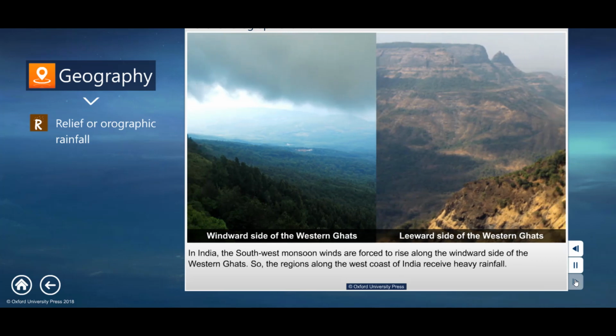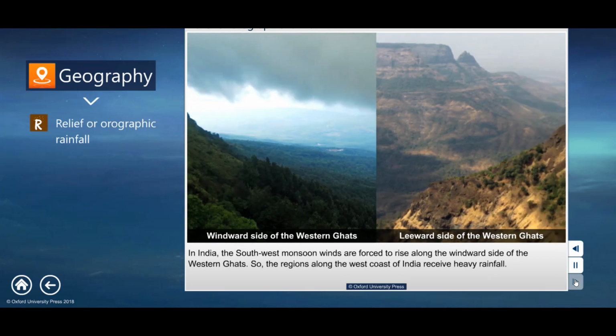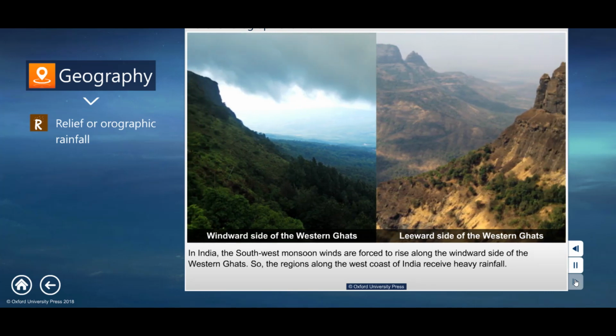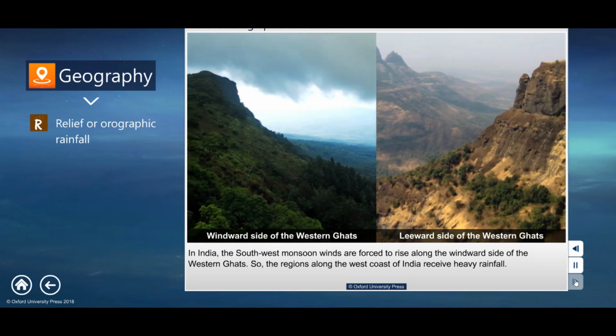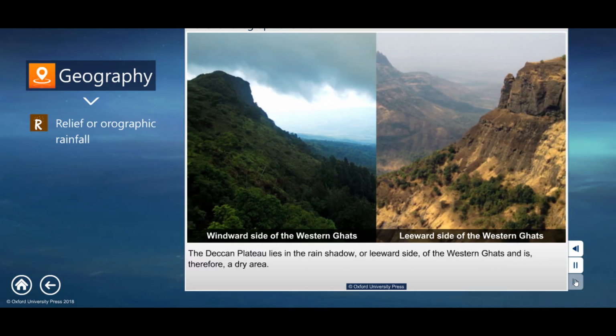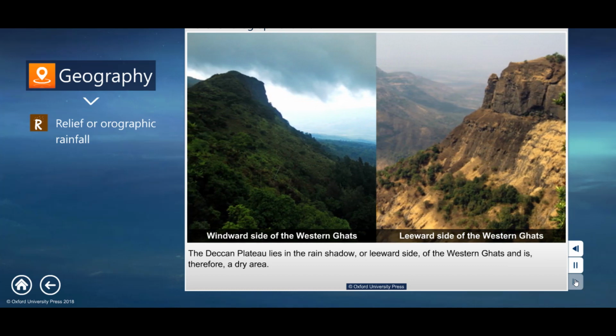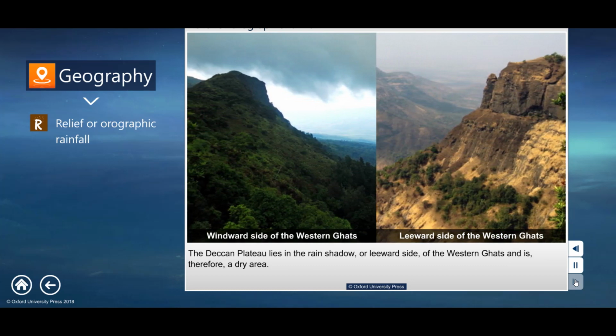In India, the southwest monsoon winds are forced to rise along the windward side of the Western Ghats. So, the regions along the west coast of India receive heavy rainfall. The Deccan Plateau lies in the rain shadow or leeward side of the Western Ghats and is therefore a dry area.